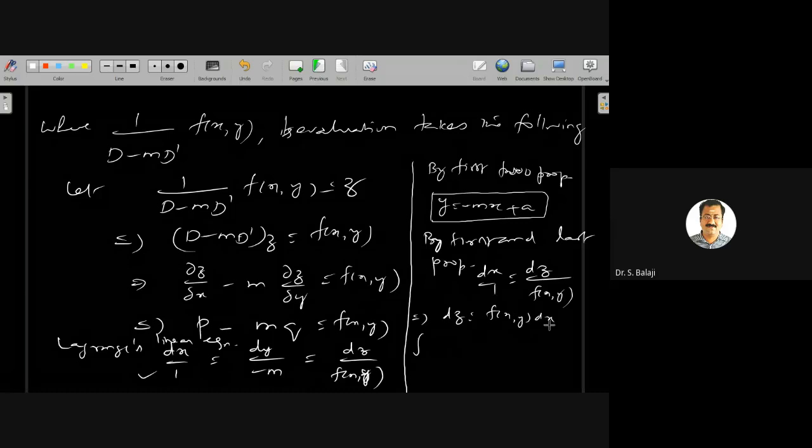If you want to integrate with respect to x, we need it purely in terms of x, but here y is involved. For now we can replace this y as a minus mx with the help of the first idea. Substitute y is equal to a minus mx. And what you can get here, dz can now be written as f(x, a minus mx), purely in terms of x. Here purely z and here purely x. Therefore integrate now.